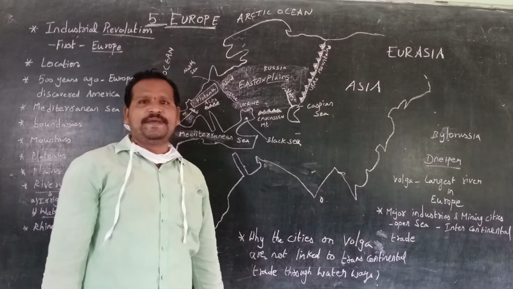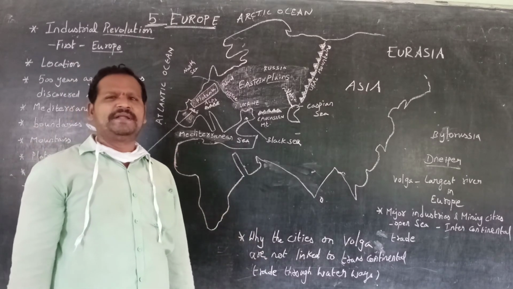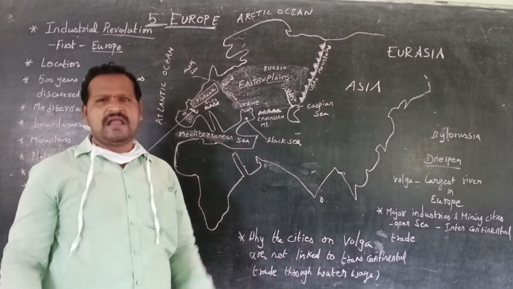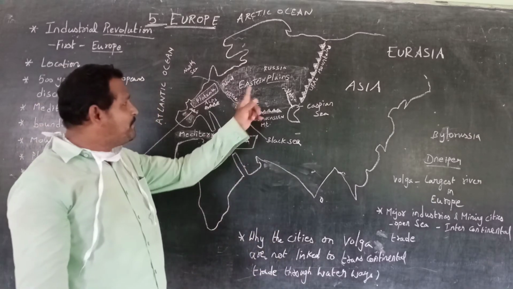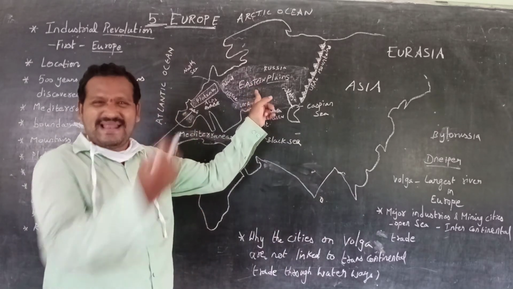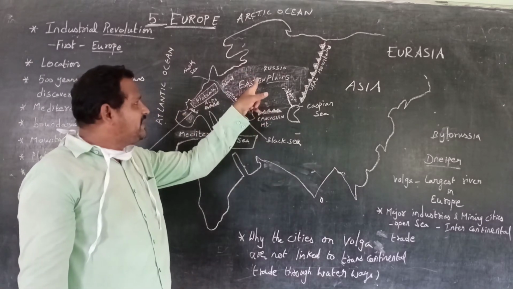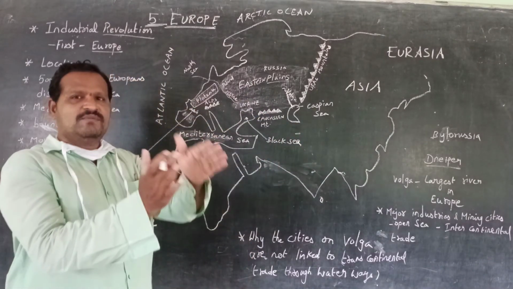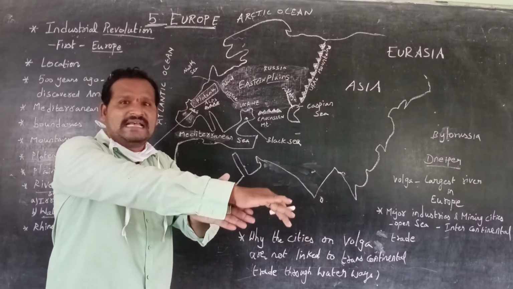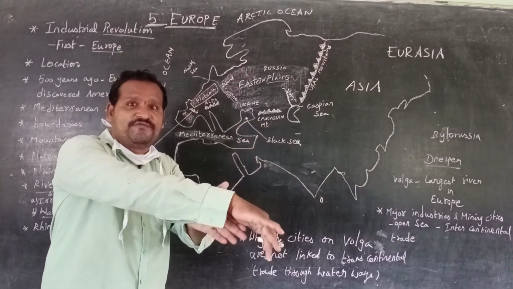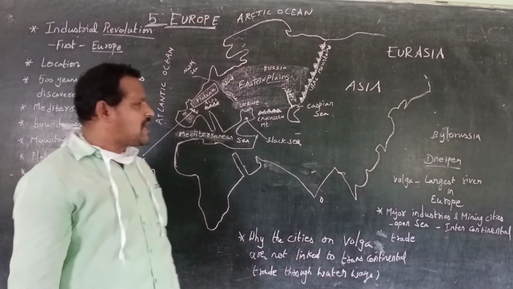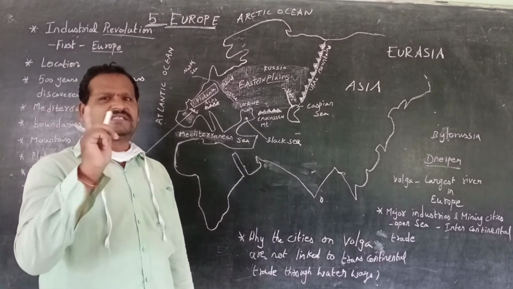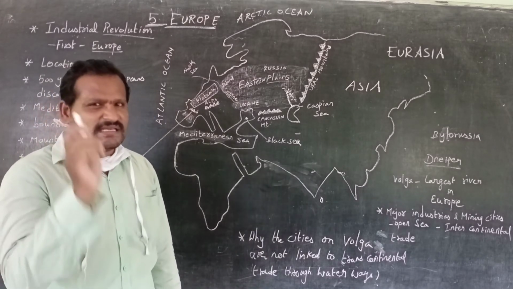This plain experiences heavy snowfall and bitter cold in winter. In summer, the snow in the eastern plain melts and forms small rivers, and thus it helps to form large rivers also, like the Volga and the Neva. Volga is the longest river in Europe.